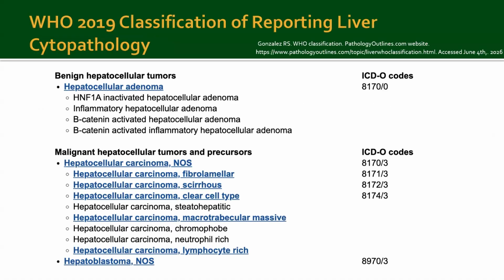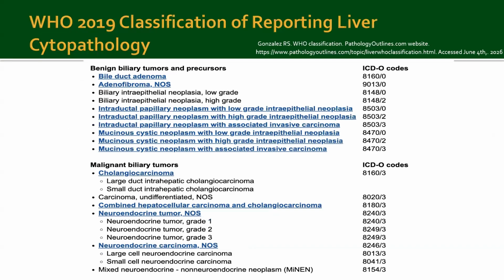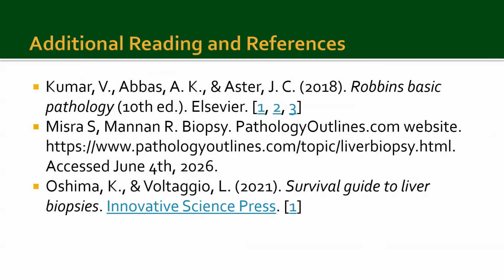And then I just included a chart of the 2019 classification for reporting liver cytopathology. This includes benign hepatocellular tumors, malignant hepatocellular tumors and precursors, benign biliary tumors and their precursors, malignant biliary tumors, and that's about it.